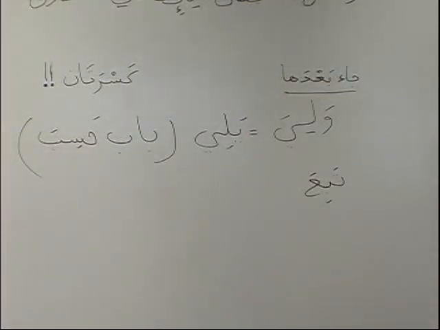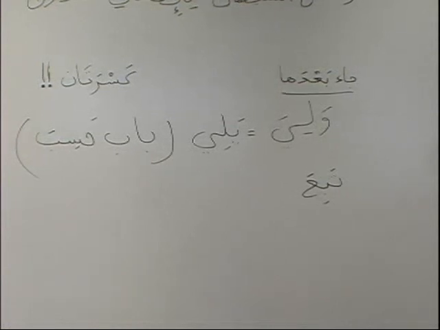Are you with me, brothers and sisters? Got the idea? What is the meaning of waliya? To follow. Tabiya. But remember, waliya, what is the mudariya? Yali. So what is it now? Bab hasiba. Kasra in madi and kasra in mudariya on ain kalima. Got the idea, brothers and sisters? Inshallah, you'll remember that.